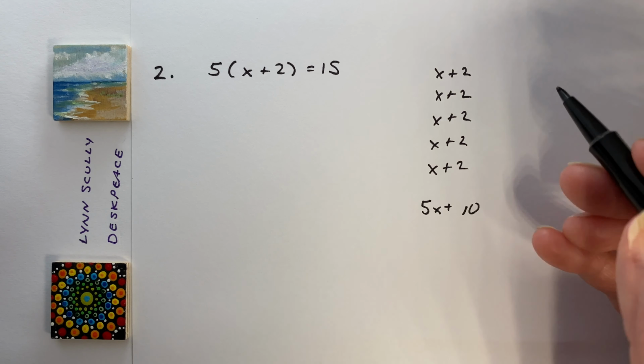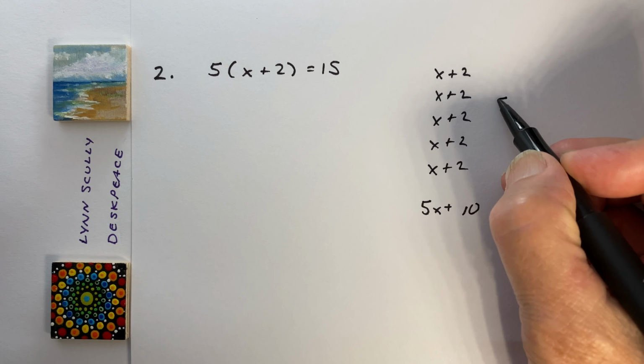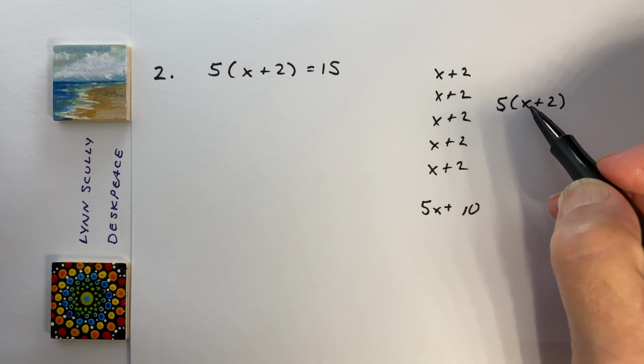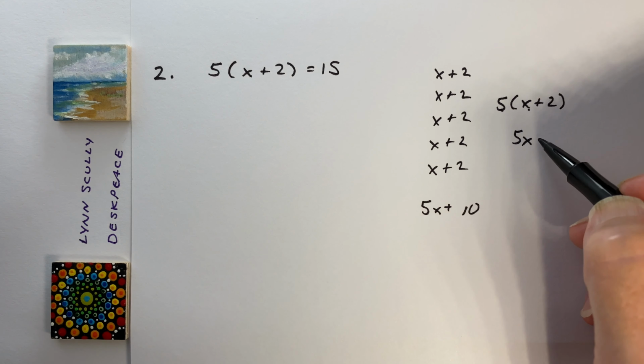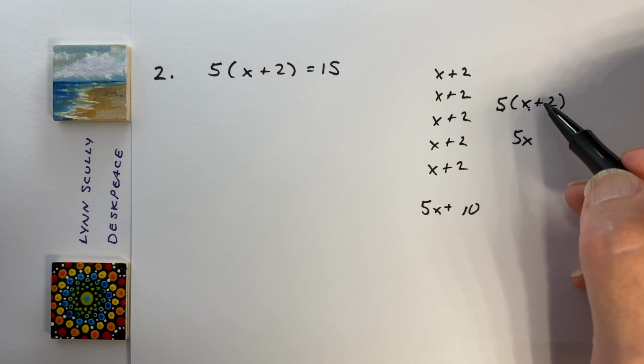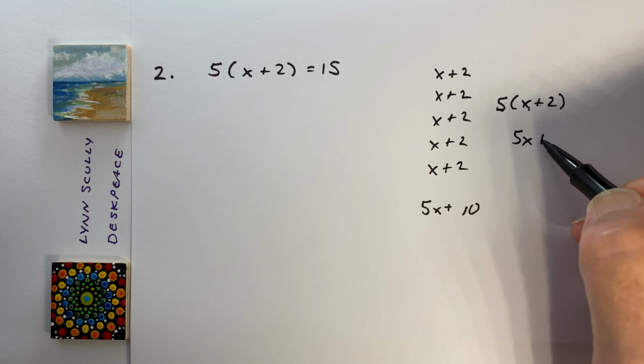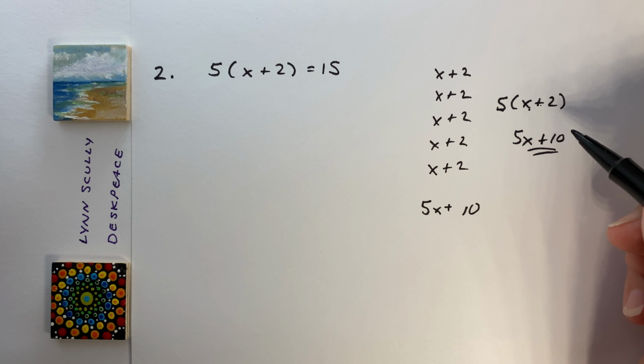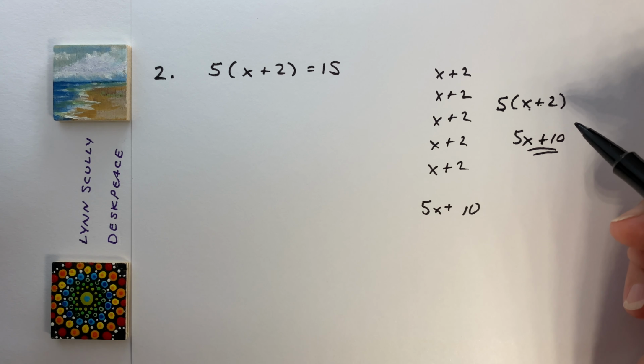Or I could just distribute, and that would be going like this. 5 times x plus 2. I have 5 x's, and I have 5 positive 2's. 5 times 2 is 10. That's what distributing is, and I do a lot of lessons in the distributing unit. So if this seems a little confusing to you, go back and review that.